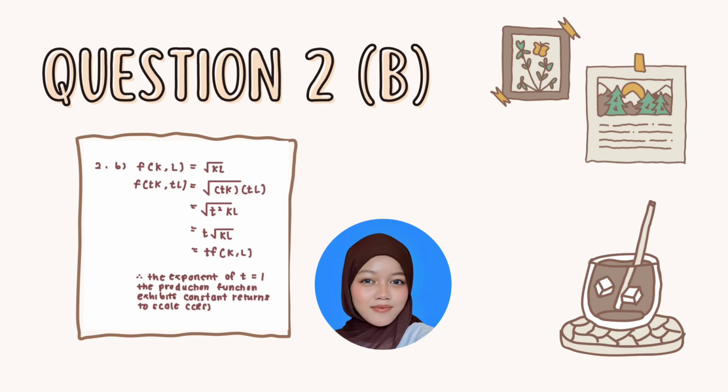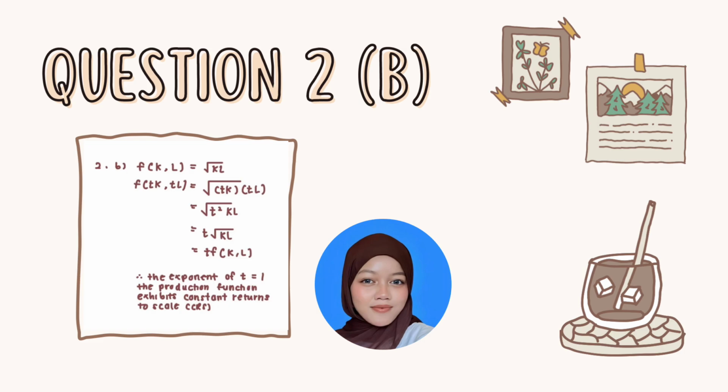Next, we simplify the expression inside the square root since tk multiplied by tl equals t squared kl. The function becomes the square root of t squared kl. Using the property of square roots, we can write this as the square root of t squared multiplied by the square root of kl. Since the square root of t squared equals t, the expression becomes t multiplied by the square root of kl. We know that the square root of kl is the original production function, which is f(k, l).